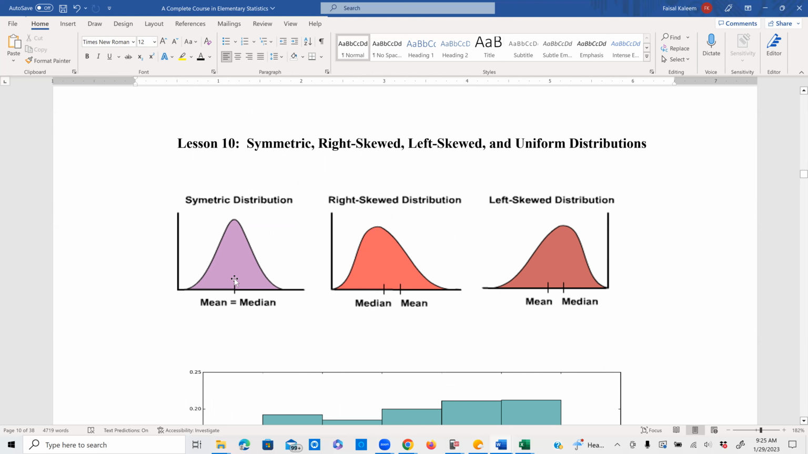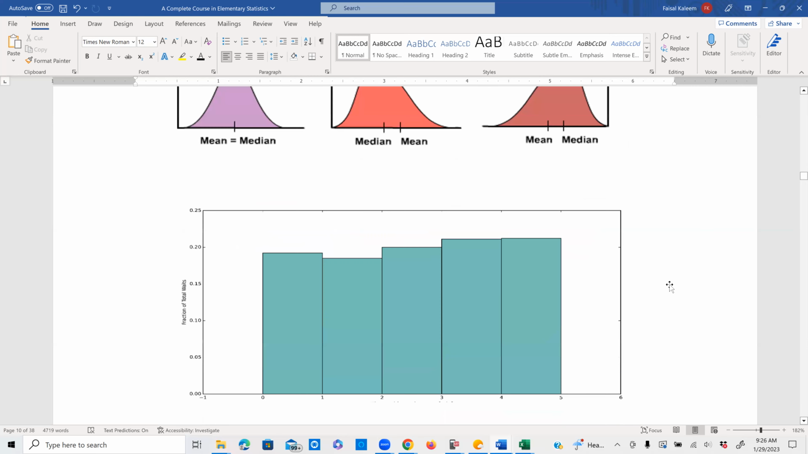Then we have the types and shapes of distribution. This is a symmetric distribution where the mean is equal to the median. Symmetric means symmetric about the center. And this is a right skewed distribution. The tail happens on the right and the peak happens on the left. And this is a left skewed distribution, where the tail happens on the left and the peak happens on the right. In a right skewed distribution, the mean is greater than the median. In a left skewed distribution, the mean is less than the median.